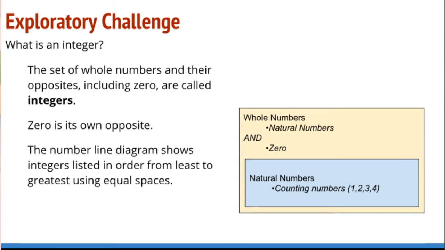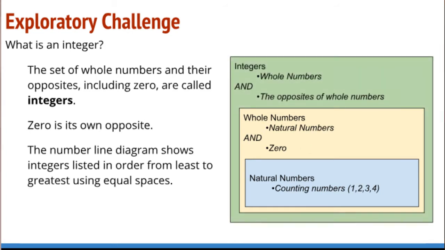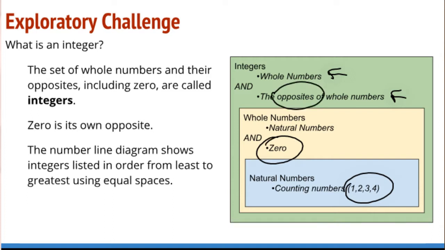And now we're expanding that, and we're going to use the whole numbers and the opposites of the whole numbers. And those are called integers. So we've got all our counting numbers, 1, 2, 3, and 4. And we've got 0. And then we also have the opposites. And that is what an integer is. An integer is all of the whole numbers, their opposites, and we include 0.